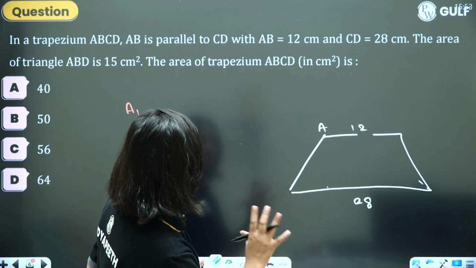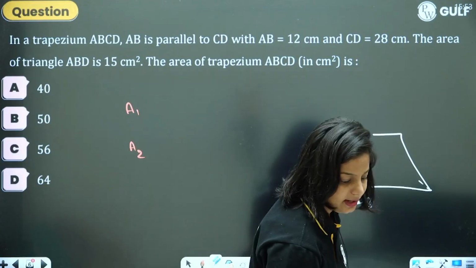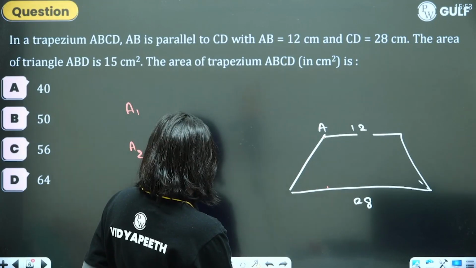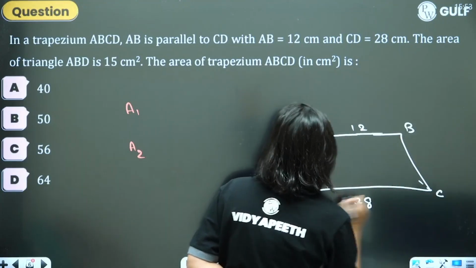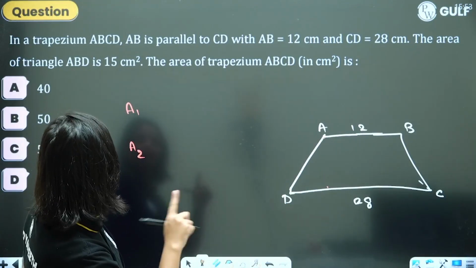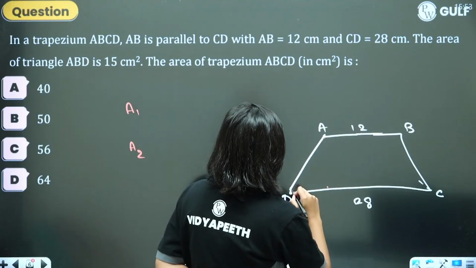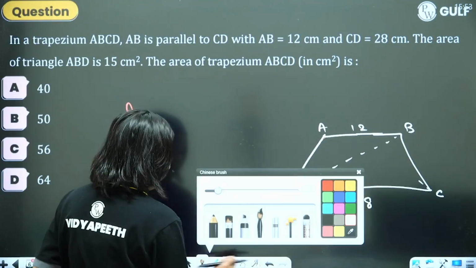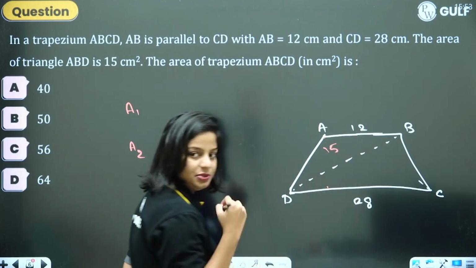Anything given? AB is parallel to CD. Okay, they have given AB is parallel to CD, so let me name it like this: ABCD. Well, what is drawn in between is triangle ABD. This gives you a better idea now. I have not changed anything, nothing to worry, just check. Triangle ABD is 15 centimeters square.